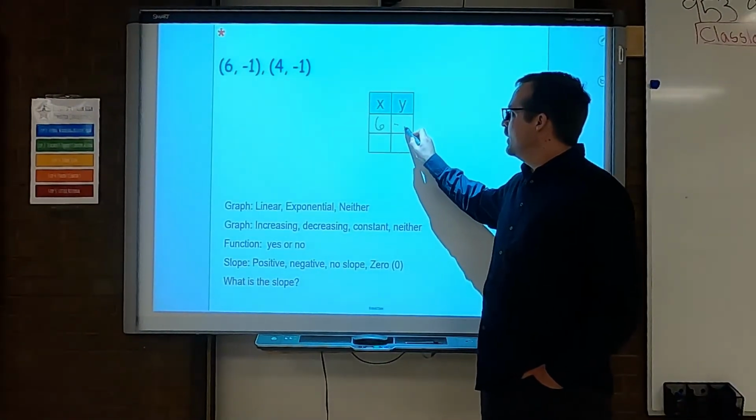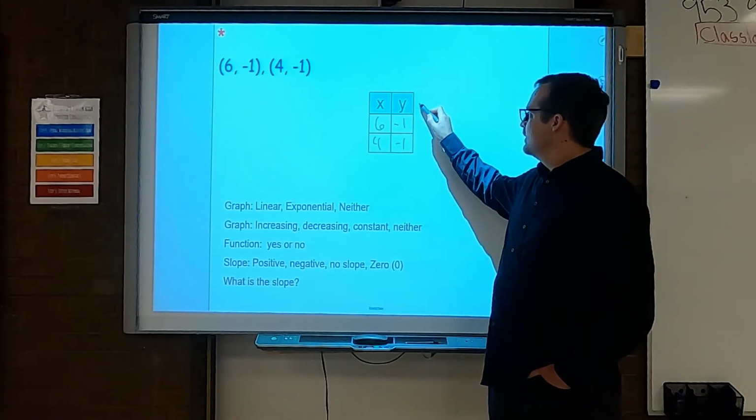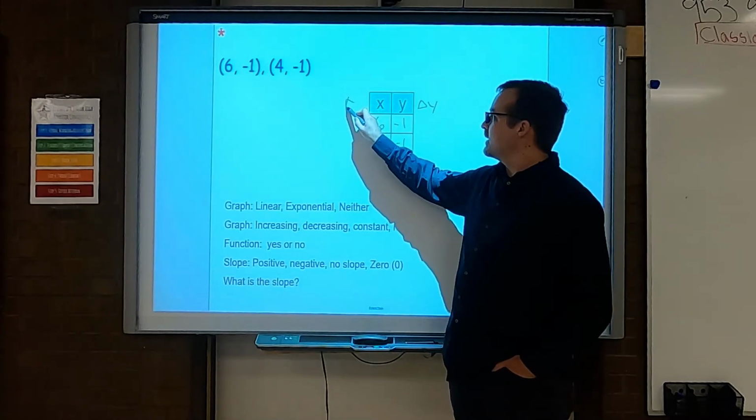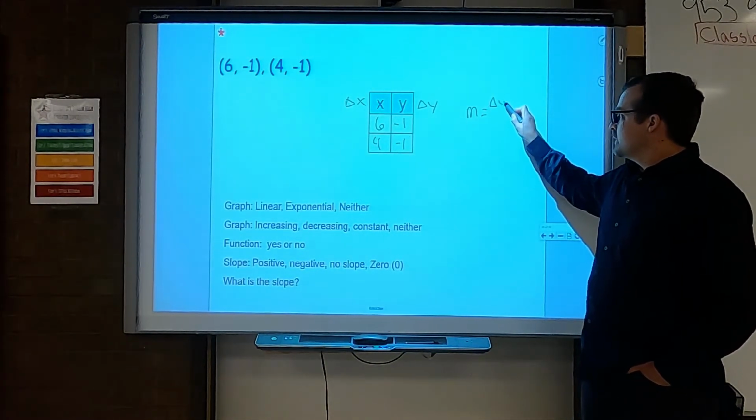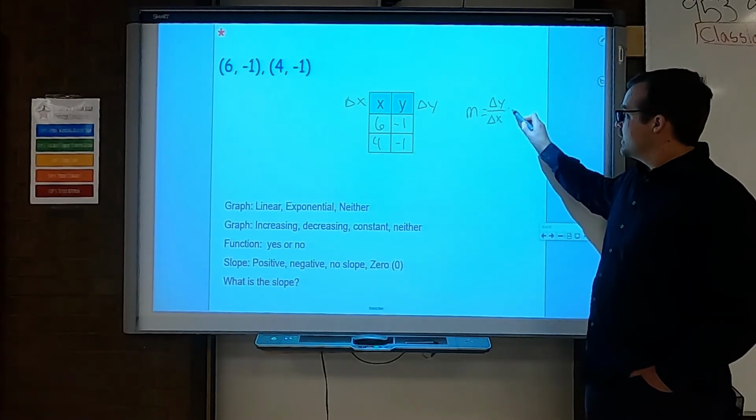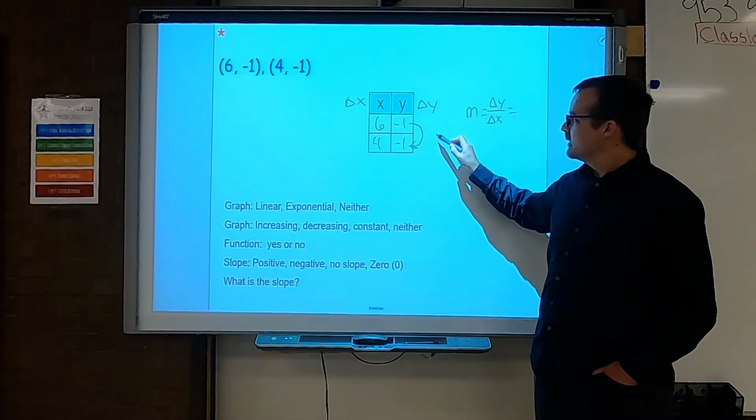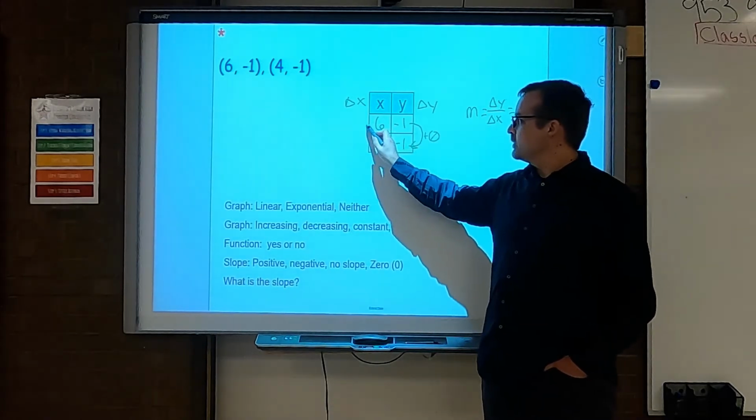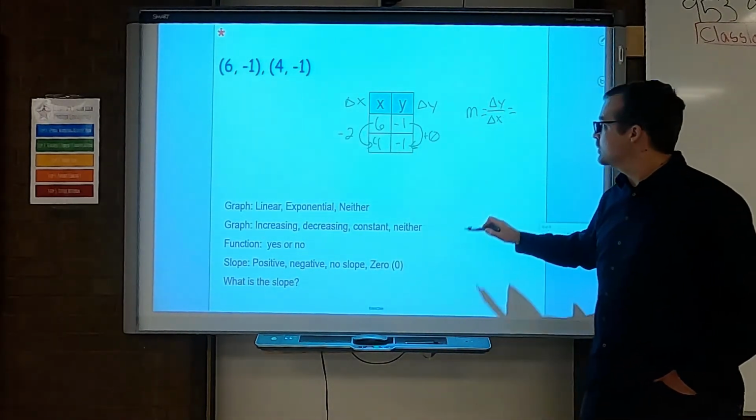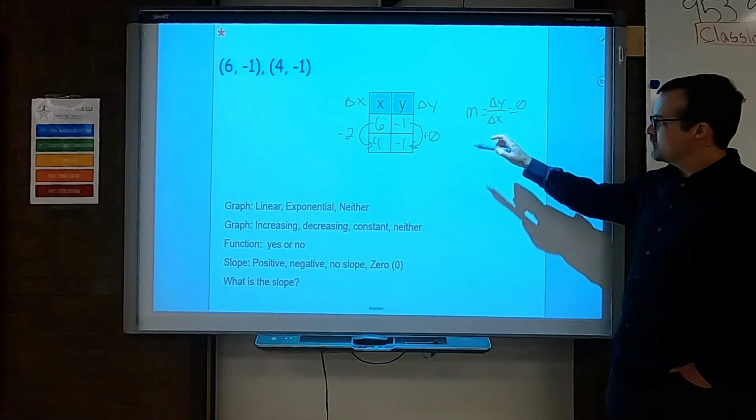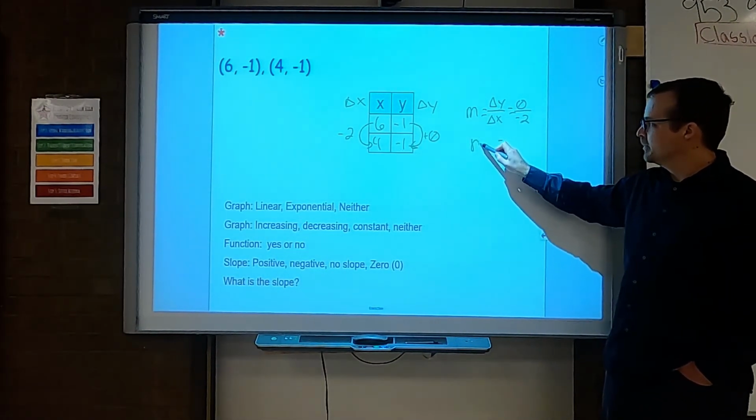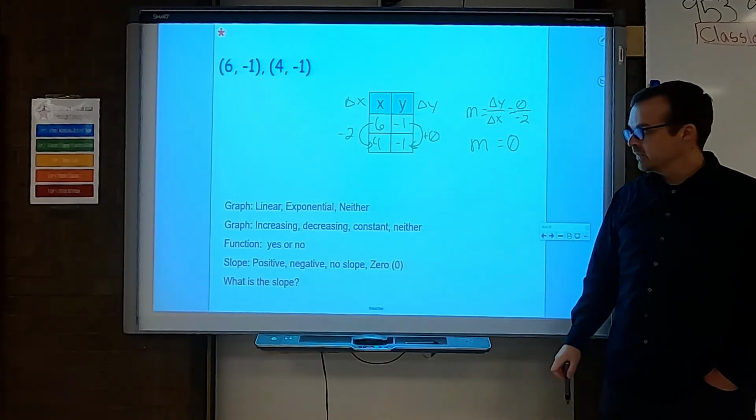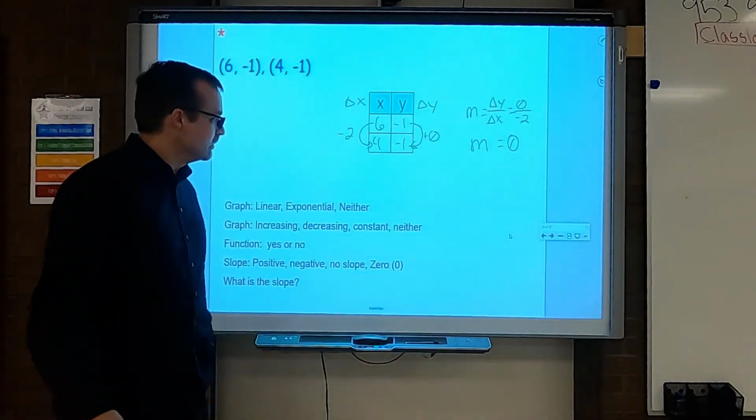6, -1, and 4, -1. Change in y over change in x is how we're going to find the rate of change, or the slope. So let's write that down really quick so we never forget. Change in y is 0. And our change in x is -2. 0 divided by -2 is possible. That is just 0.